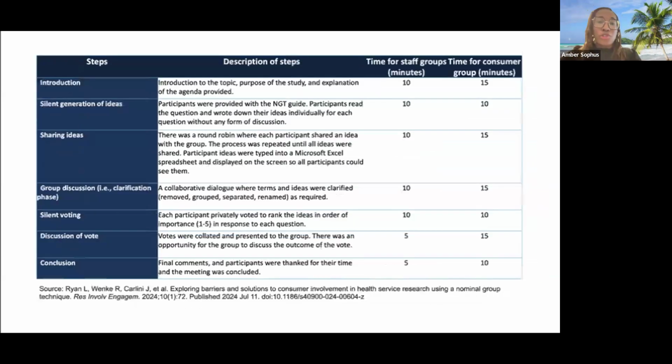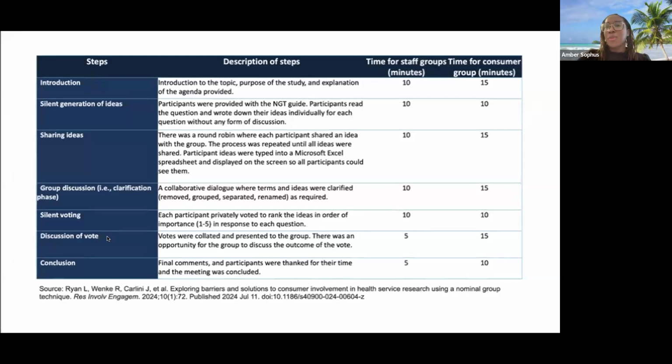Another way is to do it in 7 steps, where you have an introduction of the topic, where you talk about the purpose of the study and the explanation of what they're going to be doing, and maybe even explain what the NGT process will look like for them. And then you have, again, that silent generation of ideas, the sharing of ideas through a round robin format. And then you have a group discussion where you clarify what those items are. And then you have silent voting, again, where they rate those options or items or ideas that they came up with.